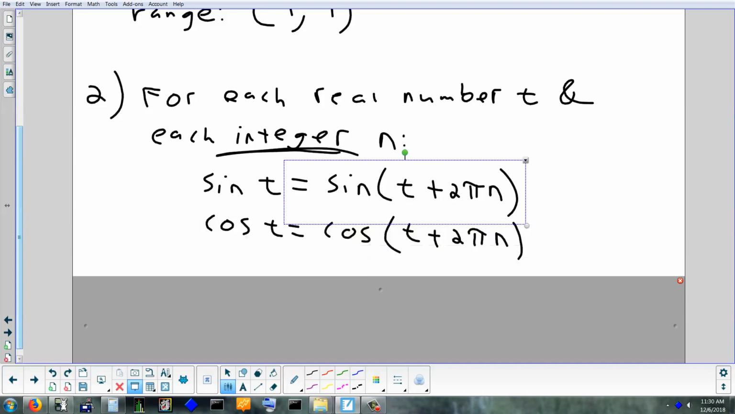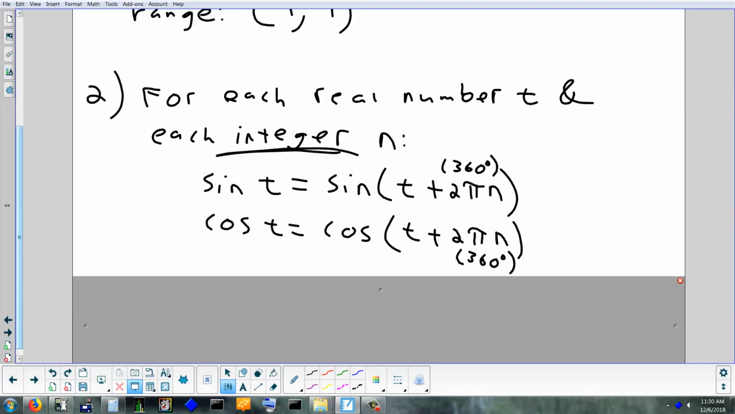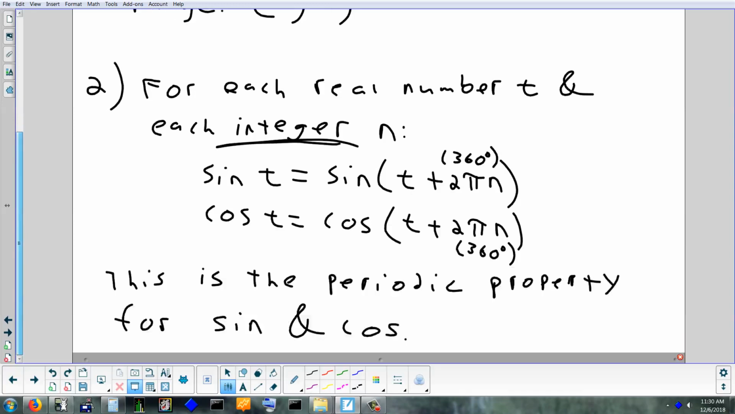And same with cosine. To find the cosine of anything, you can take that thing and add or subtract 2 pi, or 360 if you're doing it in degrees, as many times as you want. I'll just put the degrees above and below it in parentheses. And that's called the periodic property. I didn't call it that when I told you it. I just said you can add and subtract 360 as many times as you want. But the name of it is the periodic property of sine and cosine.